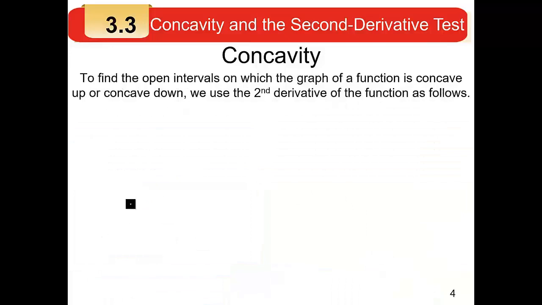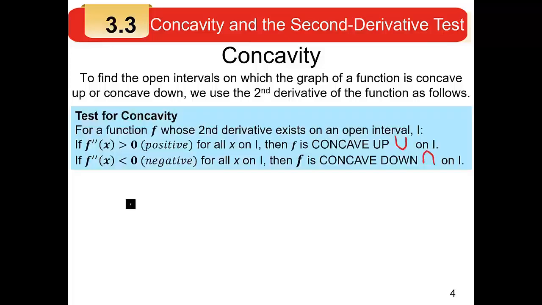Now, obviously, we're going to want to find the intervals where this concavity happens. And we'll end up using the second derivative to find those intervals as follows. There's a test for concavity. If you have a function whose second derivative exists on some open interval, call it I, if the second derivative is greater than 0, that means the second derivative is positive for everything on that interval I, then the function is concave up on that interval I. On the other hand, if the second derivative is less than 0, which means it's negative for all values in that interval I, then the function is concave down on that interval.